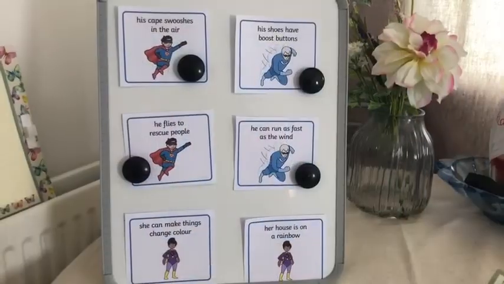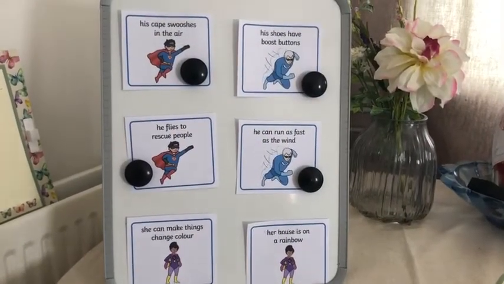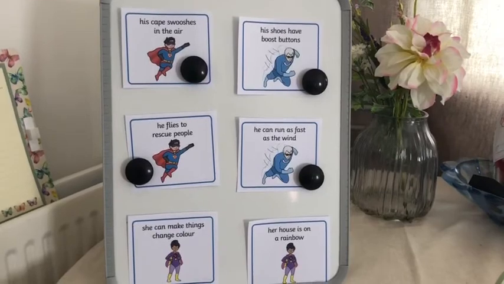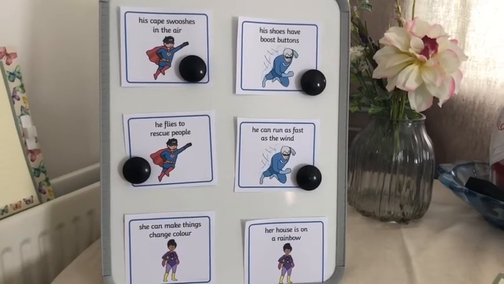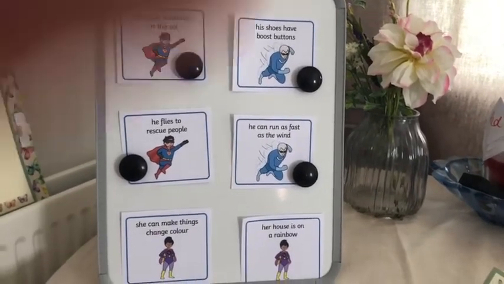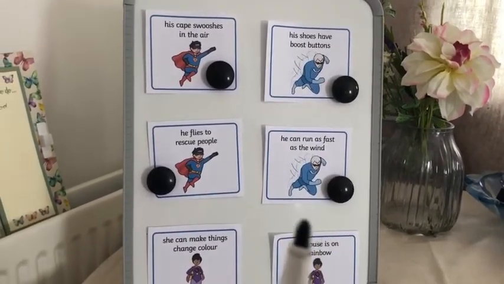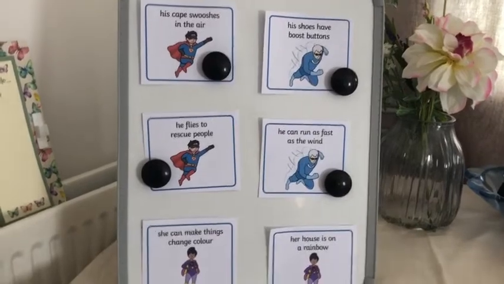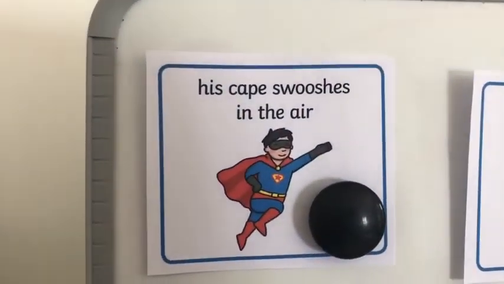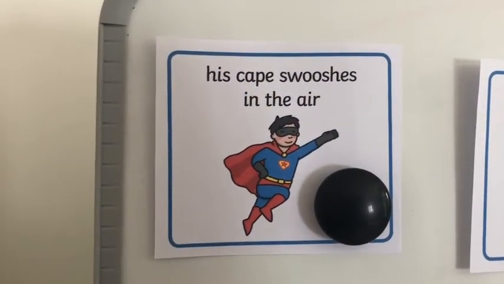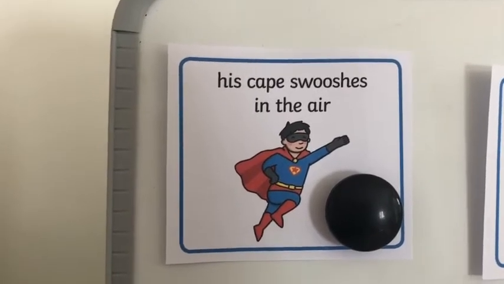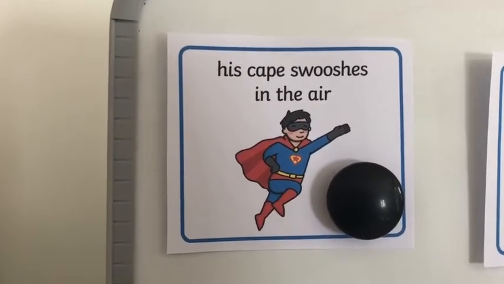Here we have 6 sentences about superheroes. We're going to have a look at each one and make any changes that need to be made. I will be doing this by using my trusted whiteboard pen. So the first sentence we're going to look at: His cape swooshes in the air. Now that's describing his cape really well and how it moves.